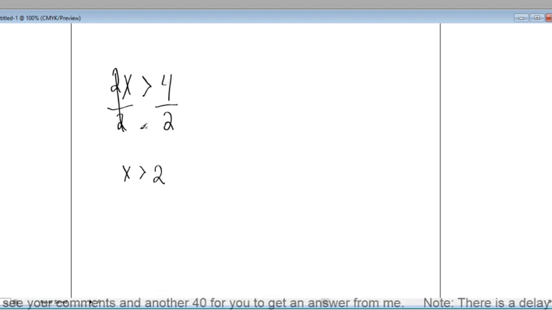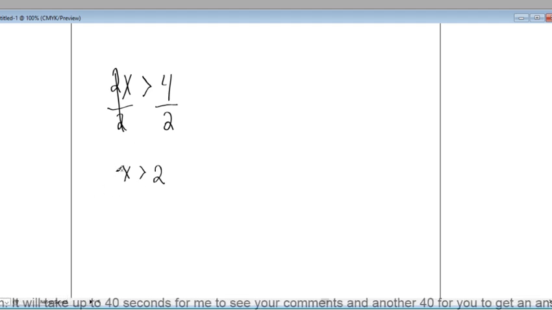So that works. However, I also want you to notice that we cannot plug in 2 itself. This says x must be greater than 2, not equal to 2, greater than 2. Because if we plugged in 2 into x, this would be 2 times 2 is 4. 4 greater than 4? No. 4 is not greater than 4. 4 is equal to 4. So we cannot actually use 2 as a solution.